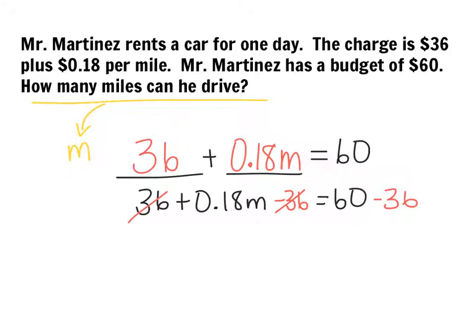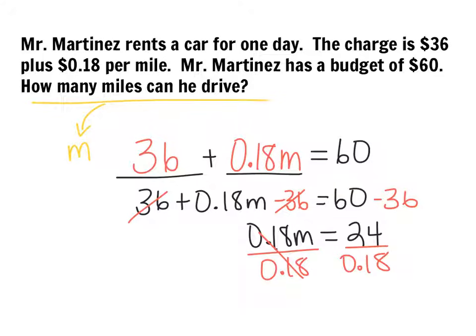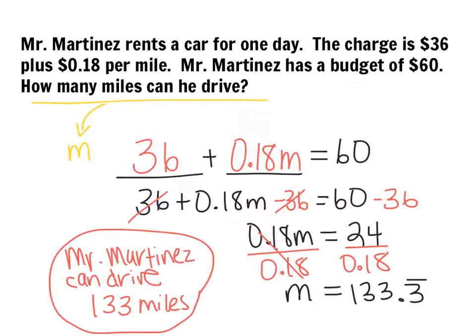I subtract 36 from both sides, and I have left 0.18m is equal to 24. I divide both sides by 0.18. I get m to equal 133.3 repeating. I look back at the original question. How many miles can he drive? And since m equals 133.3, I know that Mr. Martinez can drive 133 miles.